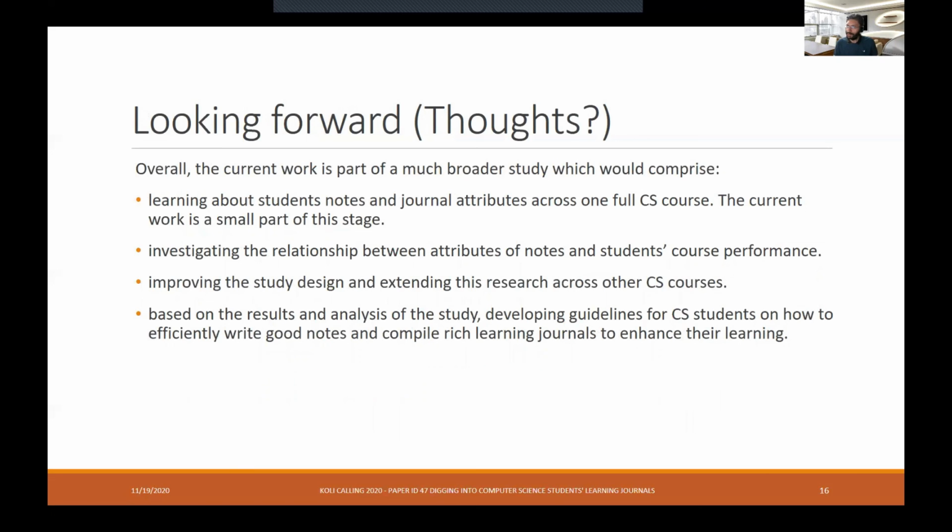Right. So at this point, I would open the stage for discussions. Overall, as I mentioned, this work is the first stage of a larger project where we ultimately want to enhance the note-taking abilities of our students, and also establish the relation between the way they take notes and their performance.